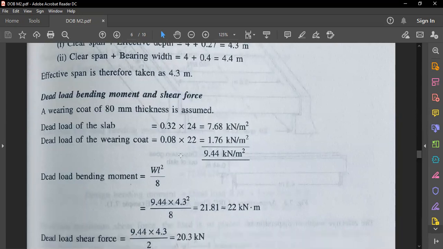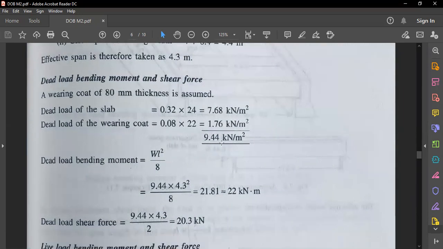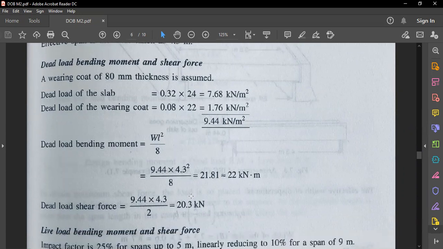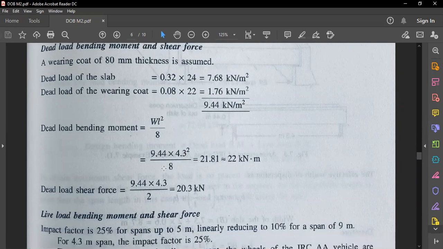Dead load of wearing coat is 80 mm wearing coat, 0.08. Density shall be considered as 22 kilonewton per meter cube. That gives you 1.76 kilonewton per meter square. That total works out to be 9.44 kilonewton per meter square. Since this is a simply supported slab supported on two edges, the moment will be WL square by 8, 9.44 into 4.3 square by 8. That gives you the moment here, and shear force will be WL by 2, 20.3 kilonewton. Okay, this finishes your dead load bending moment and shear force calculation.